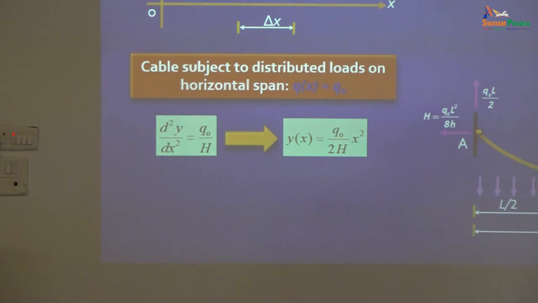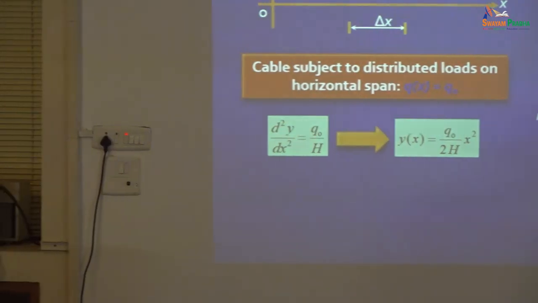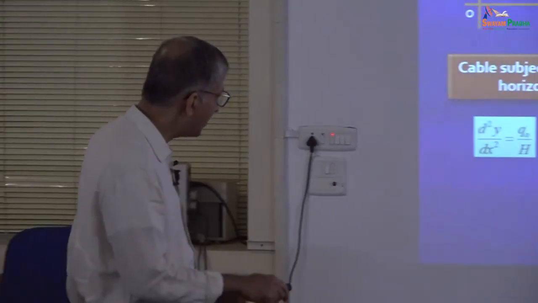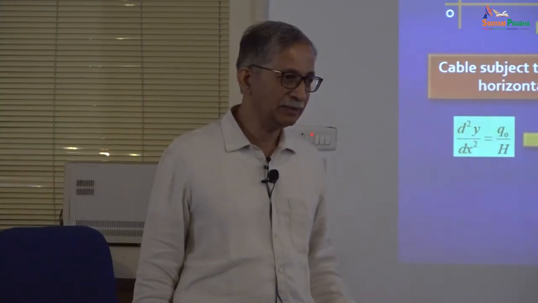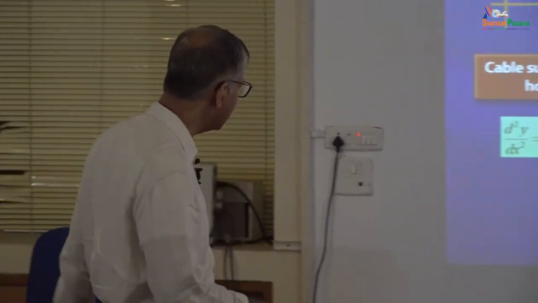It's easy if you choose your origin at the lowest point. Then all your constants will vanish. Because at x equal to 0, y is equal to 0. And at x equal to 0, y dash is also 0. So you will find all the constants will go. You have a simple equation. So q naught and H are constants. Y is proportional to x squared. Classic parabola. Look at this equation. Y is equal to ax squared. Beautiful equation. Simple equation. And classic parabolic equation.